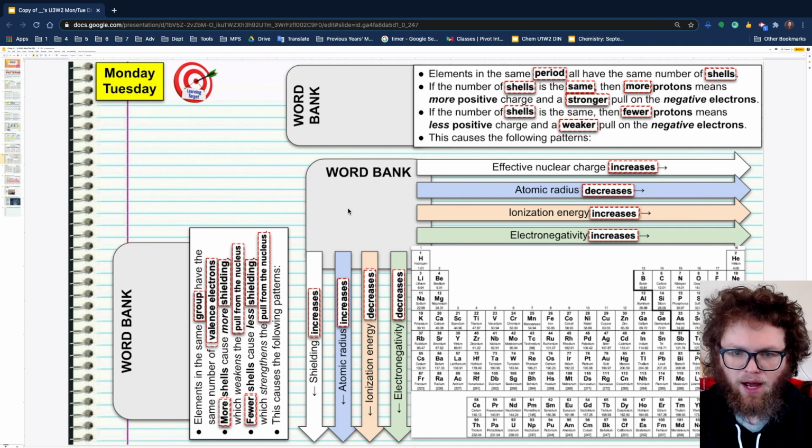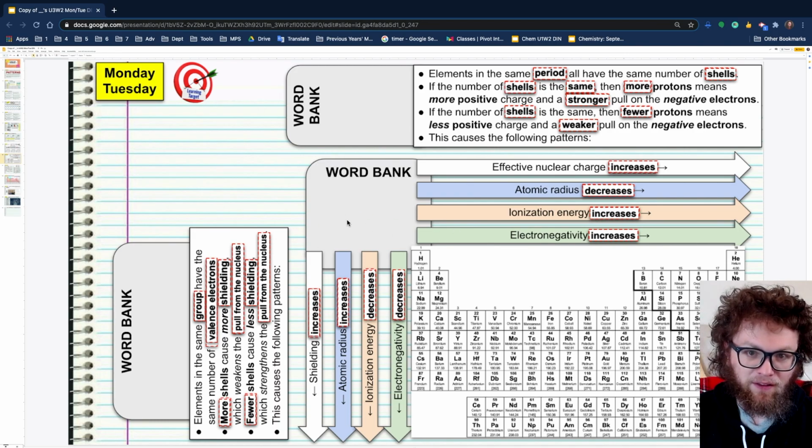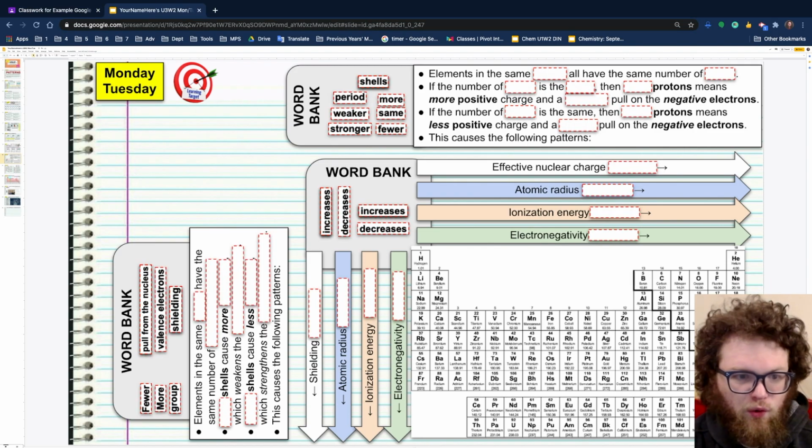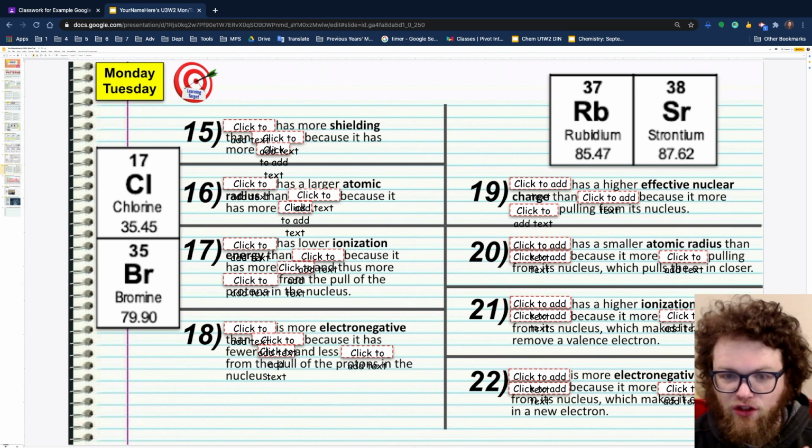There we go. I believe first hour and third hour there may have been a typo on here where it said the wrong thing. I am so sorry. These are the correct answers. Okay, and now we can use this periodic table to answer these questions.